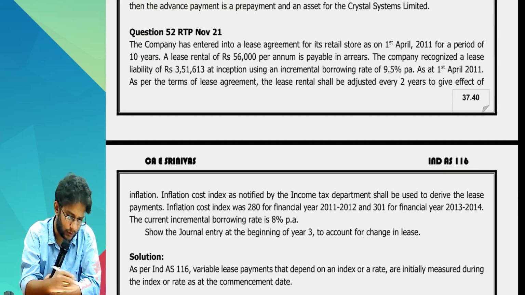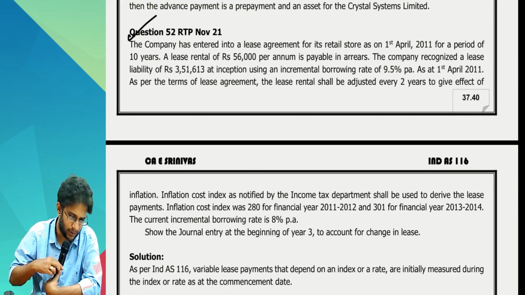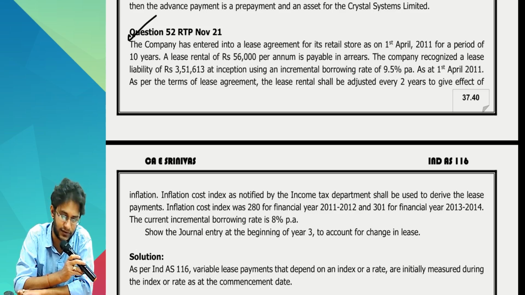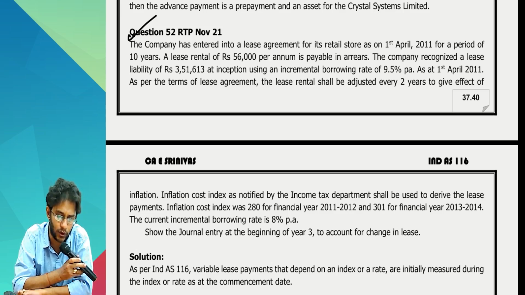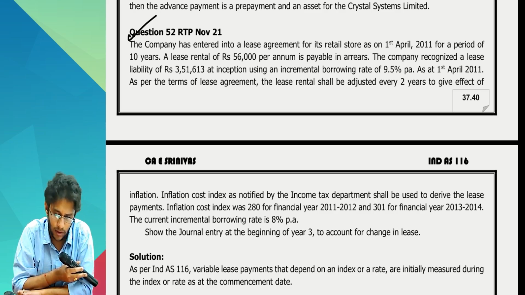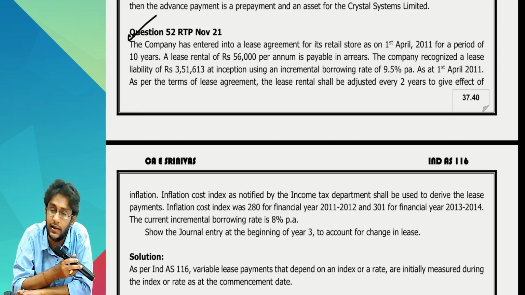Next one, question number 52, a simple one, sir. The company has entered into a lease agreement for its retail store as on 1st April 2011 for a period of 10 years. A lease rent of 56,000 rupees per annum is payable in arrears. The company recognized a lease liability of some 3,51,000 at inception using a borrowing rate of 9.5% per annum. Okay. So 10 years lease, first day lease liability value they have given, every year you are paying an amount of 56,000 as on 1st April 2011.